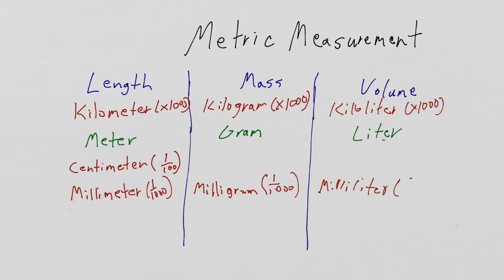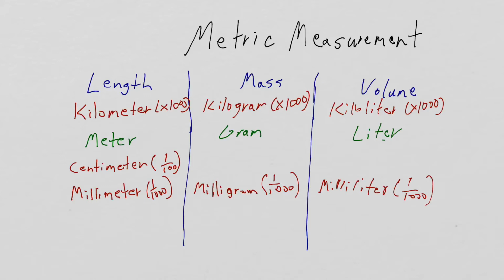And again, that means 1/1000th. And so how many milliliters go into a liter? Well, 1,000. So you can kind of see how easy it is to interpret what each of these mean, as long as you understand that you've got your 3 base units. You've got your meter, your gram, and your liter.